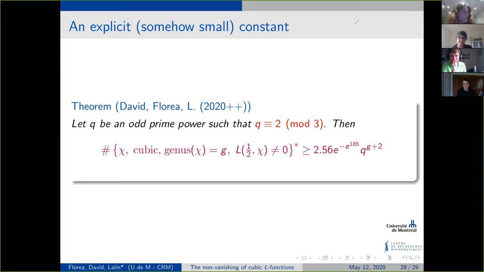2.56 e to the minus e to the 185 by 10, whatever. The whole point is that e to the minus e to the 185 is really, really small. So I was trying to estimate to understand how small this is.